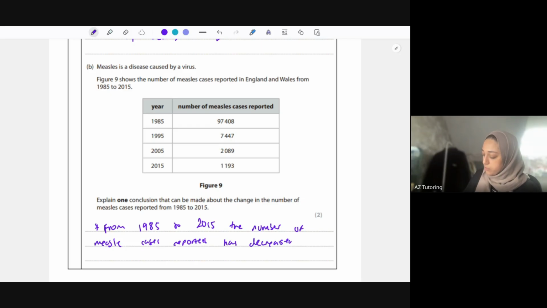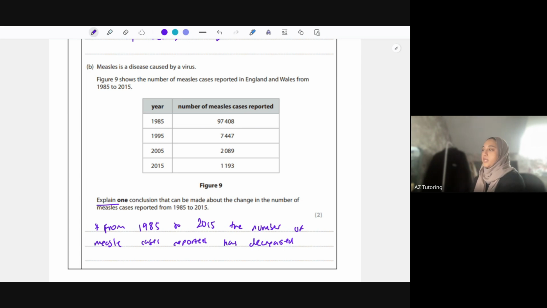You've just described what's seen. Now you need to explain it. Why do you think it has decreased? Because it's an explain question, not a describe. Well, measles, think about it. When babies are born in the UK, we get the MMR vaccine, so the measles, mumps, and rubella. So we get vaccines, well, if you opt into it, but the majority do. When you get that vaccine, you're essentially not going to get measles because you're immune to it.